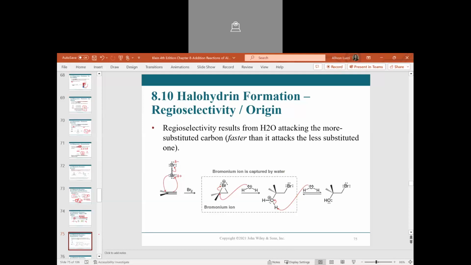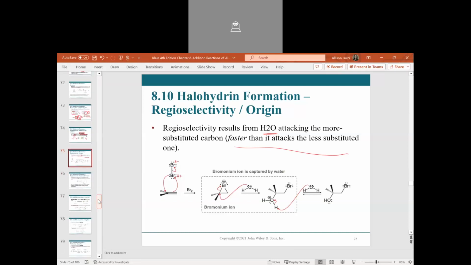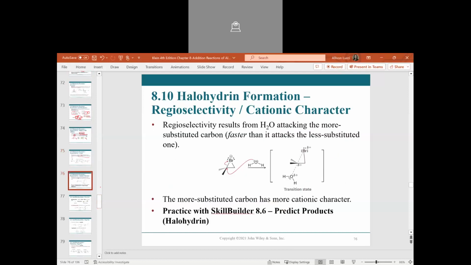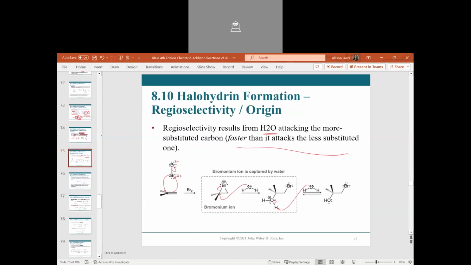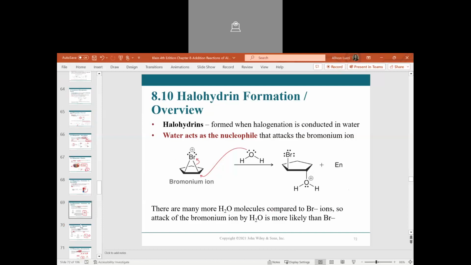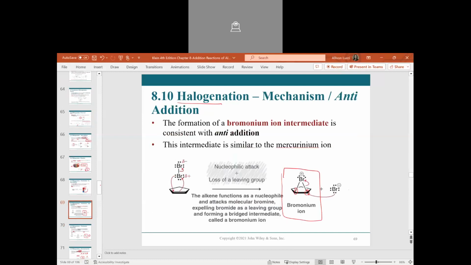This walks us through the why: why the H2O attacks the less substituted one faster, why we see this regioselectivity. But you do not need to memorize all the steps in the mechanistic breakdown here. We do need to be able to predict our final products. So that brings us to the end of this section 8.10 on halohydrin formation. Previously we looked at halogenation in section 8.10. Next time we'll pick up with 8.11.